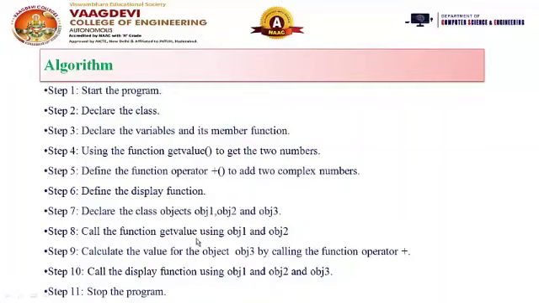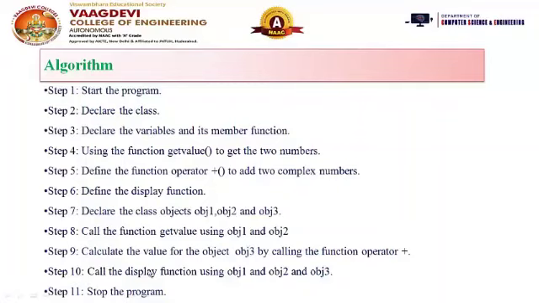In step 8, we use this object to call member functions of the class, and we will be calling the getValue function using the created object. This function will allow us to get values from our keyboard. In step 9, we will be using the same object to call the operator function. This function will calculate the value. In step 10, we use this object to call the display function. This function will display the calculated value on our screen.